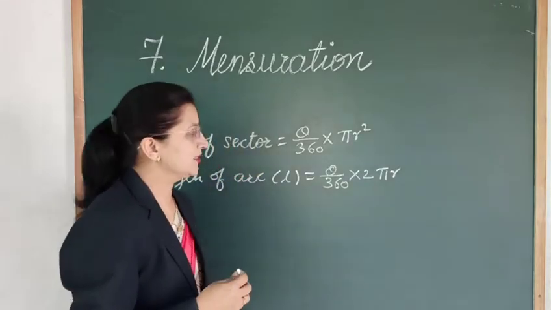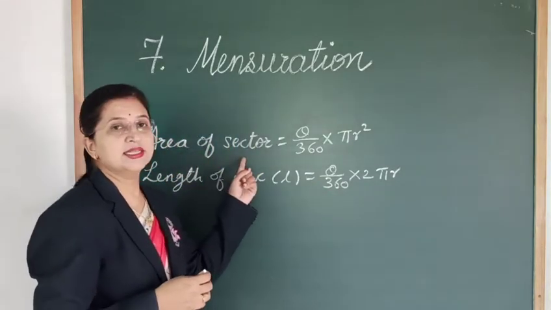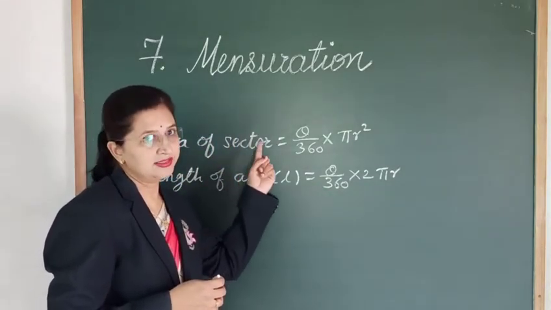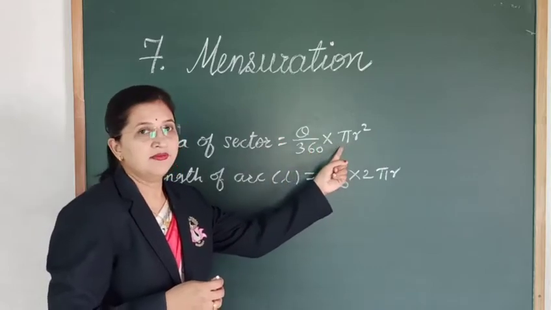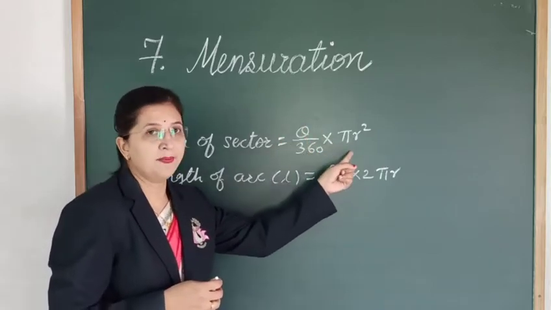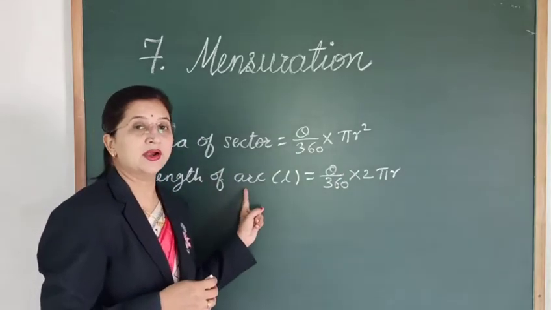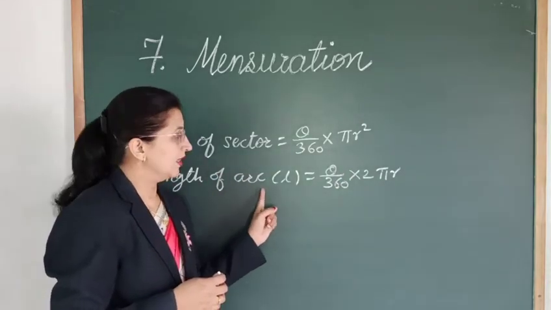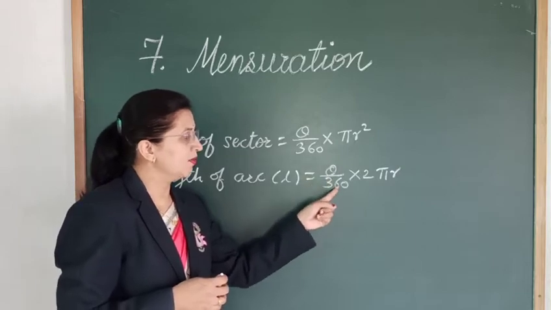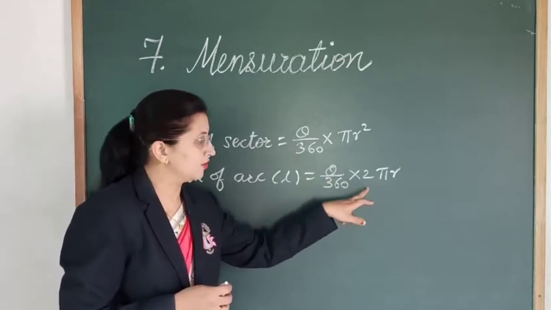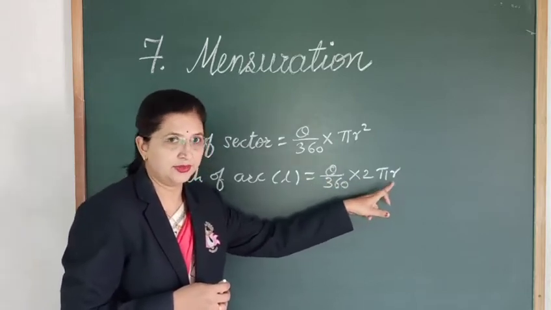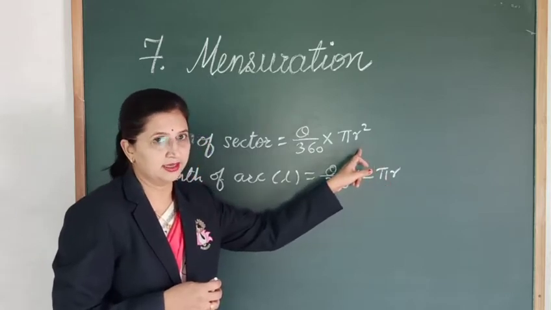Okay, so dear students, here as the sector is a part of the area of a circle, that's why here we'll say theta upon 360 into pi r square. And this length of arc is a part of the circumference of a circle, that's why here we'll say theta upon 360 into 2 pi r. 2 pi r is the circumference. Pi r square is the area of the circle.